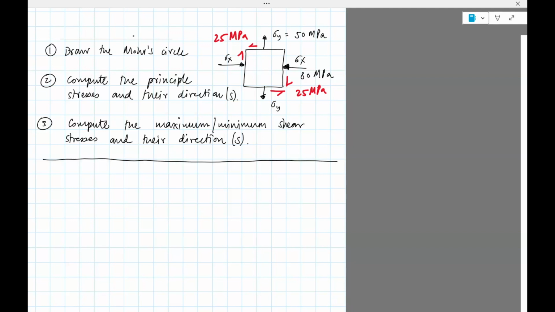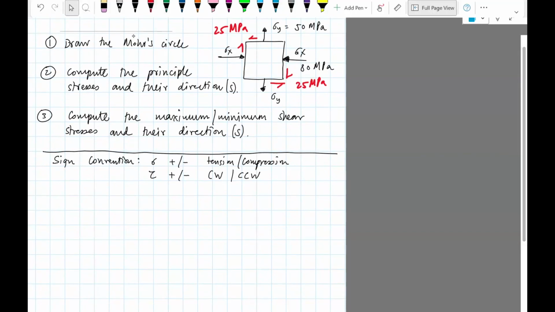Okay, let's get to solving this. So remember the sign convention, which is very important here. Sigma positive, negative is tension, compression. And for tau, positive, negative is where positive is clockwise and negative is counterclockwise. Okay, with that, we can start drawing the Mohr circle.